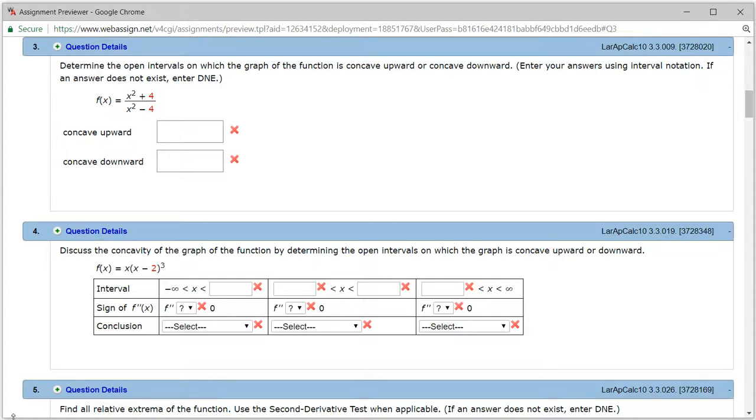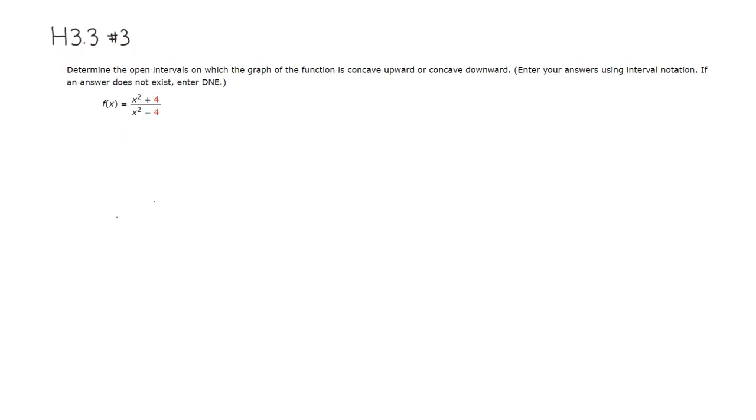All right, let's look at homework 3.3, problem number 3. We want to find the open intervals on which the graph of this given function is concave upward or concave downward. So let's do that. I'm going to take the derivative using the quotient rule.